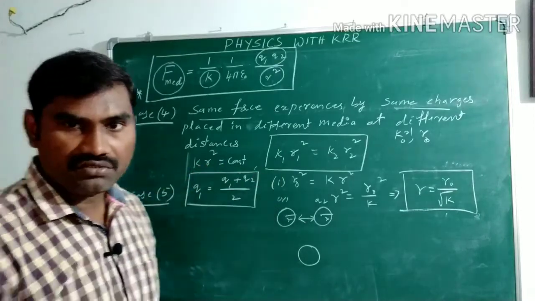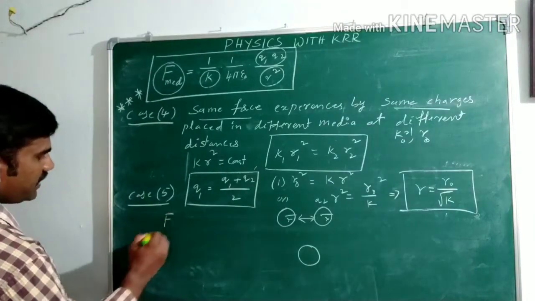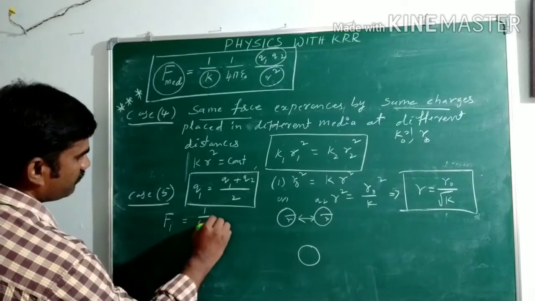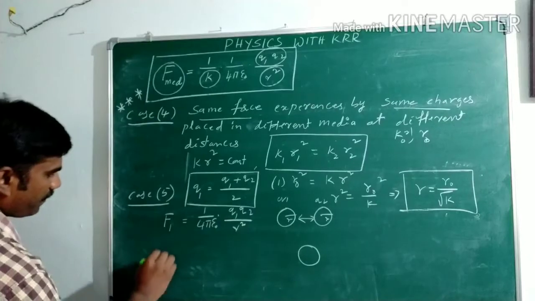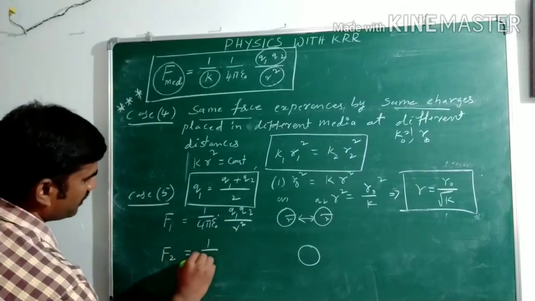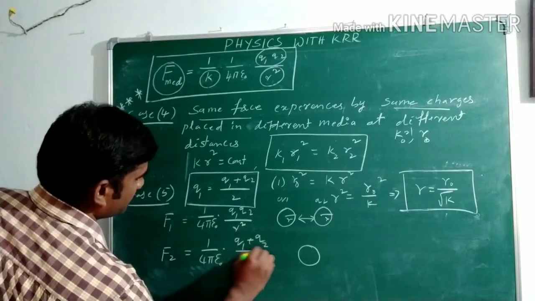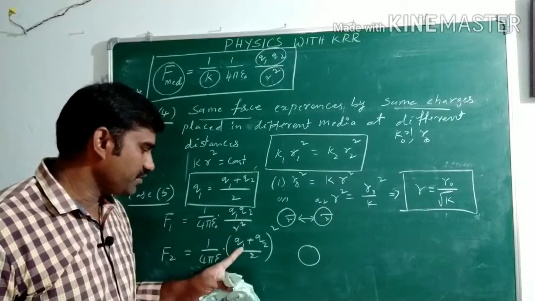Q2 is also (Q1 plus Q2) by 2. So from that we can write the initial force as 1 by 4 pi epsilon naught Q1 Q2 by R square, whereas the next force we can write as 1 by 4 pi epsilon naught (Q1 plus Q2 by 2) whole square. So this is the charge on every Q1, Q2.